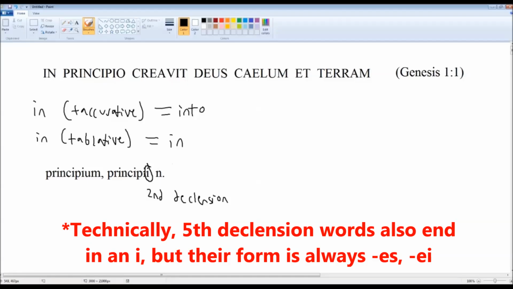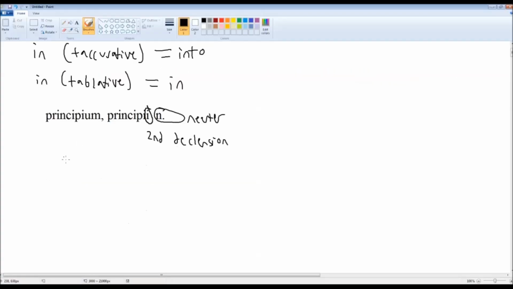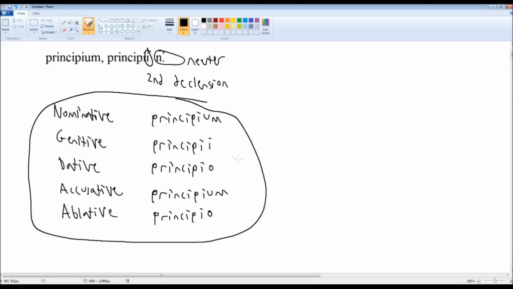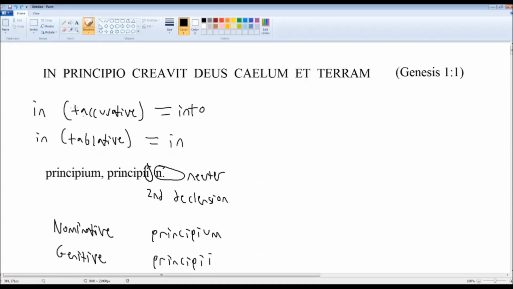Okay. Those second declension, masculine and feminine, decline a little bit differently than second declension neuter. This is a neuter noun. But anyways, the paradigm is going to look like this. So these are the 5 cases of principium. Okay. And so now, how do we know if we're using this one or we're using this one? Well, since it comes after a preposition, we're using the ablative case here.